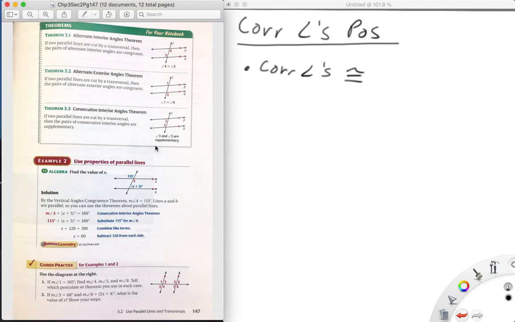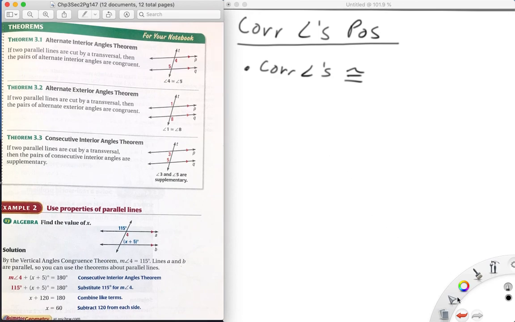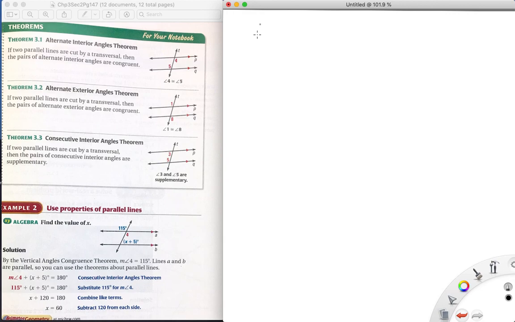I think it's neat. Alright, so then we have a bunch of theorems. And remember, theorems are the ones that we have to prove. The first theorem they give us is the alternating interior angles theorem. So I write that AIA. The alternating interior angles theorem says that if two parallel lines are cut by a transversal, then pairs of alternating interior angles are congruent. Alright, these are all theorems.